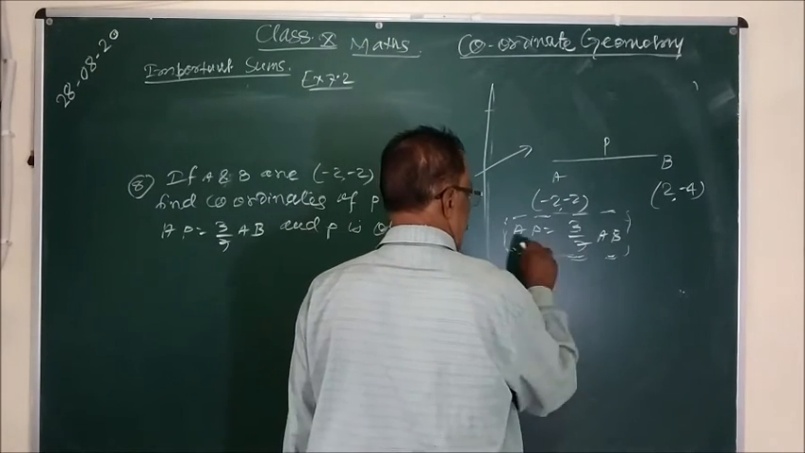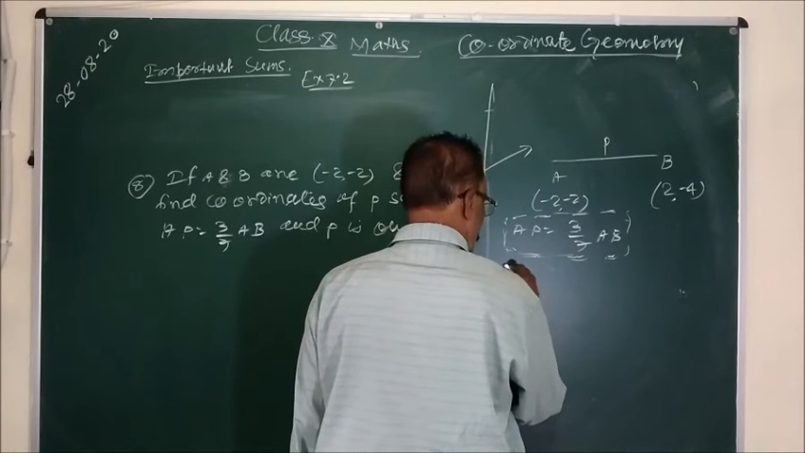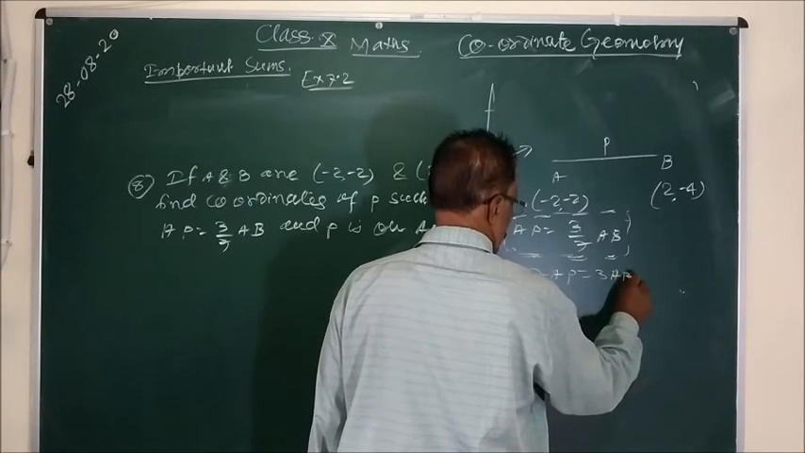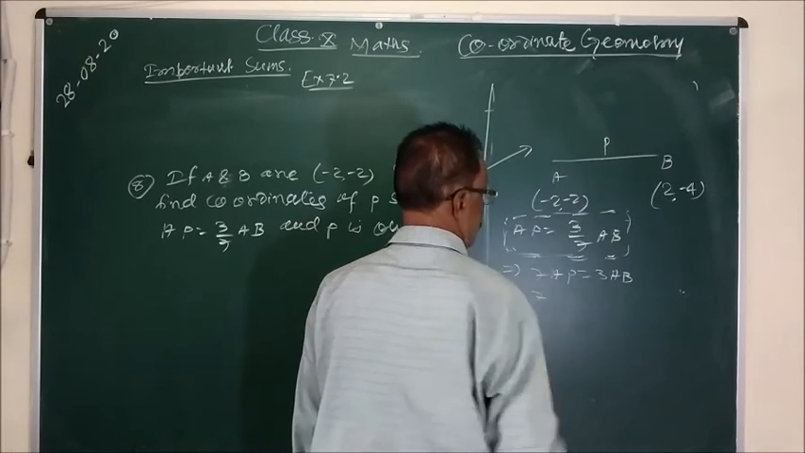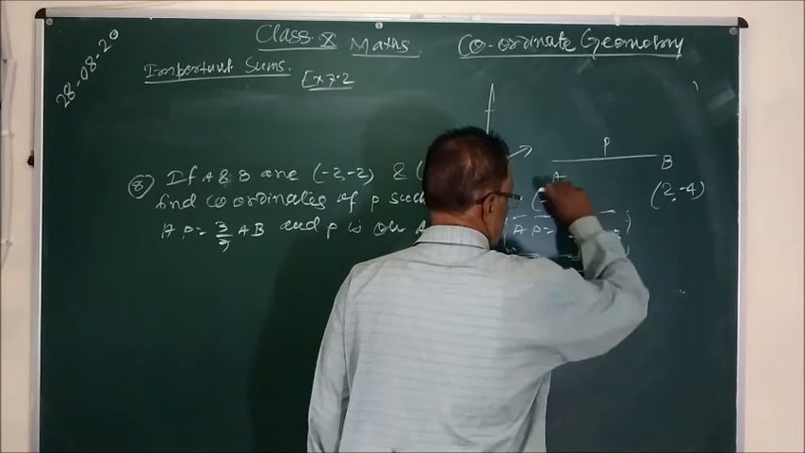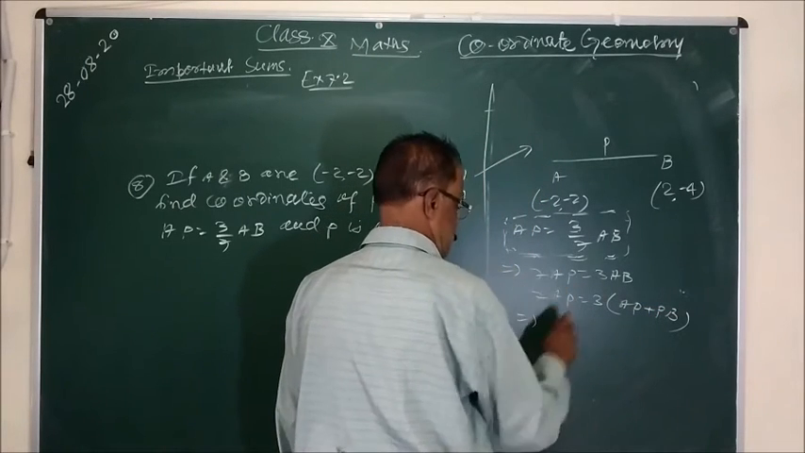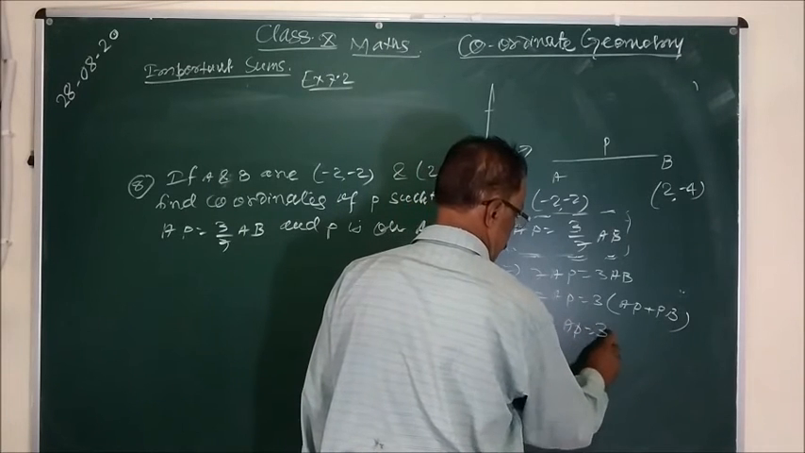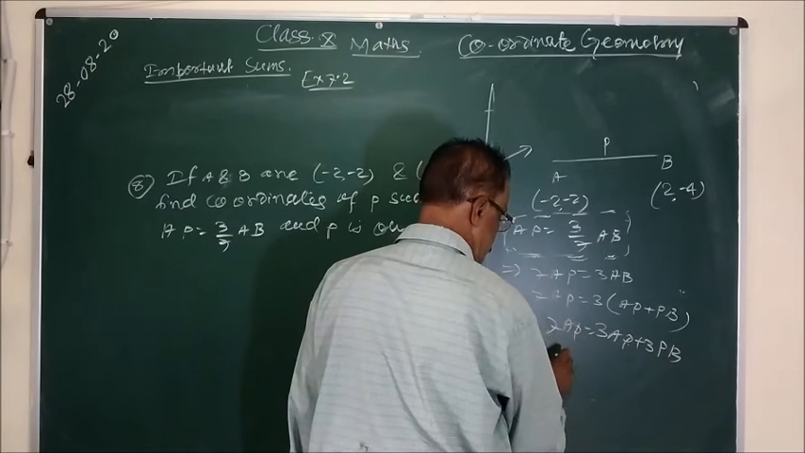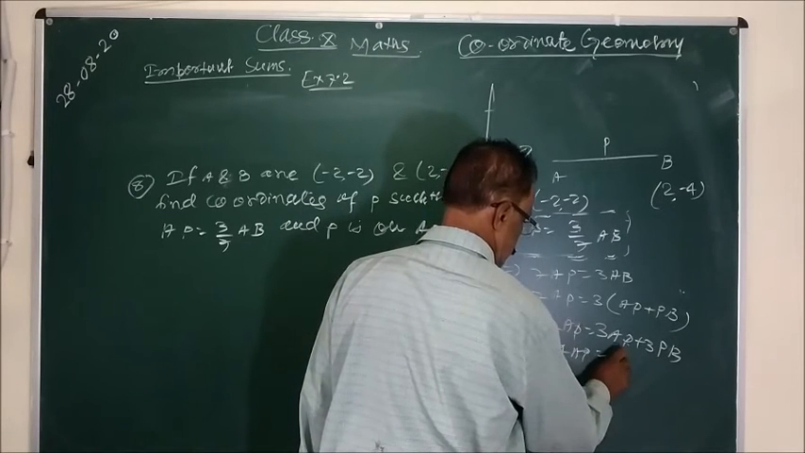Here you can see AP is 3/7, this is 3, the whole is 7, so this will be 4. Or we can simplify by cross multiplying: 7AP is equal to 3AB. We are trying to find AP is to PB, and then we will put the value. So 7AP you leave it, 3 into AB, you convert into AP plus PB. So 7AP is equal to 3AP plus 3PB. Now 3AP you transfer here, so 7AP minus 3AP.